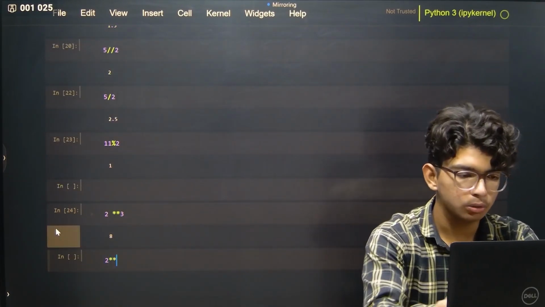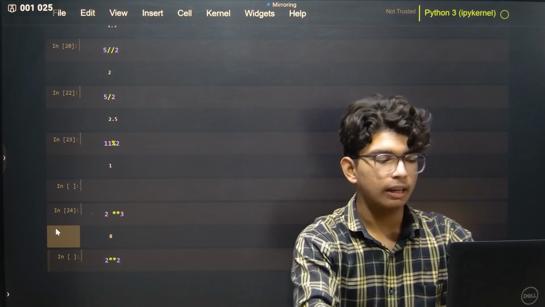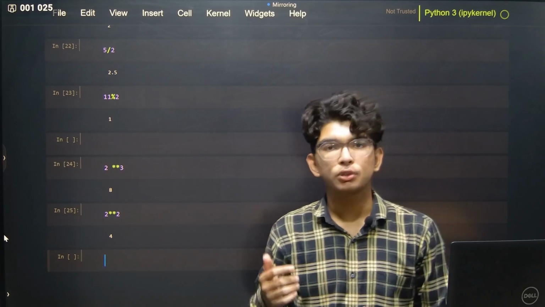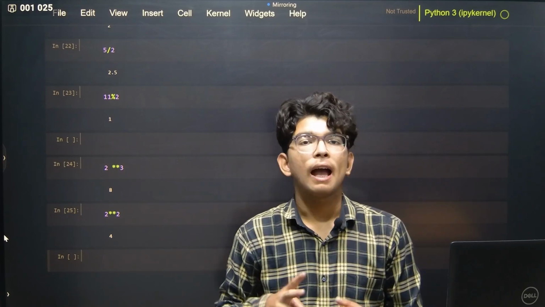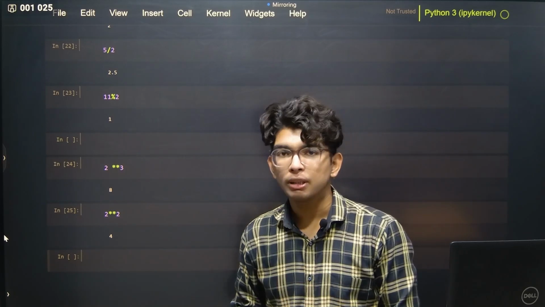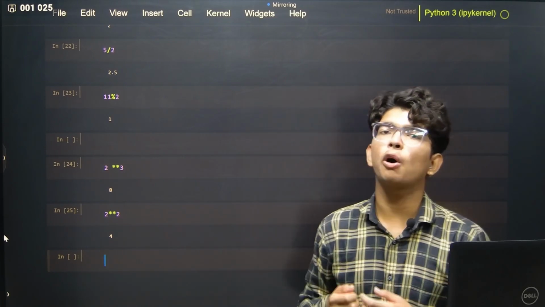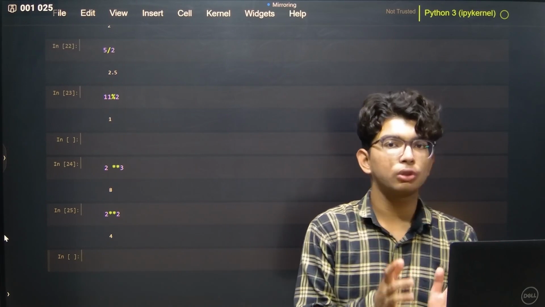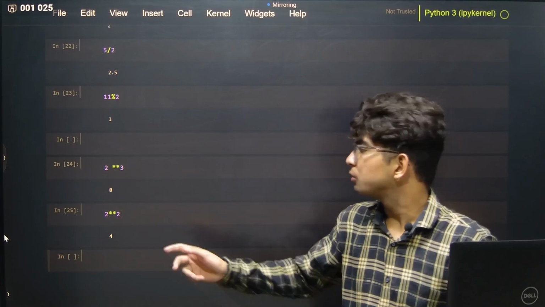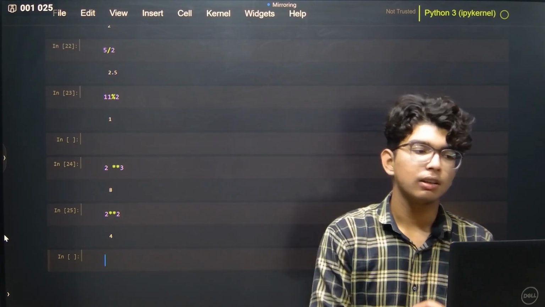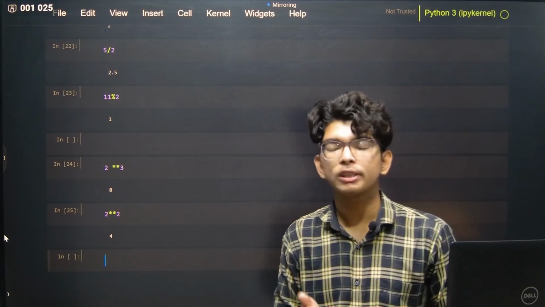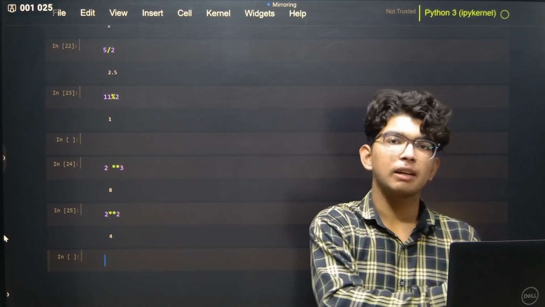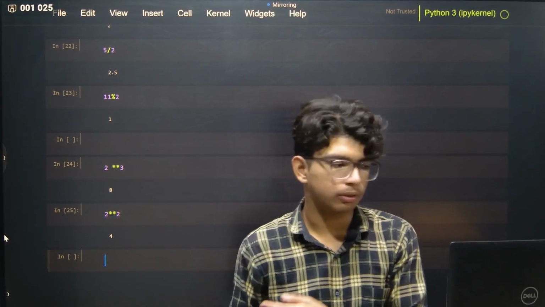Like this, 2 to the power 2, which is 2 square, and then the answer is 4. It is just basic math, so don't be confused by the terms and the symbols we are using to do the operations. Just keep in mind what is used for what. Exponent, we have to use double asterisk for that. Modulus will help us get the remainder. Just know which term is used for getting what output.